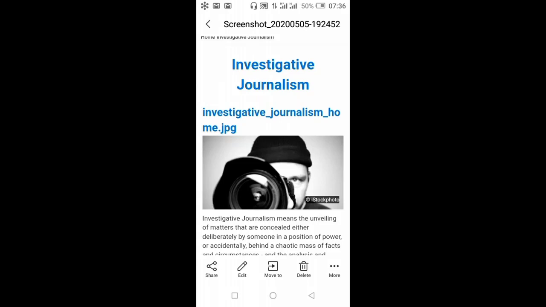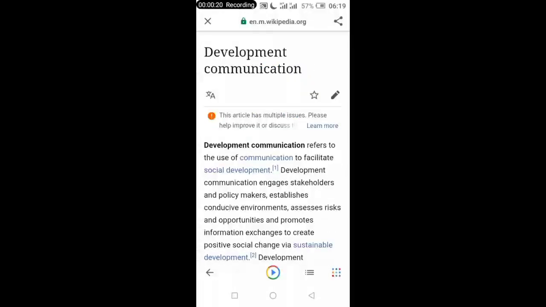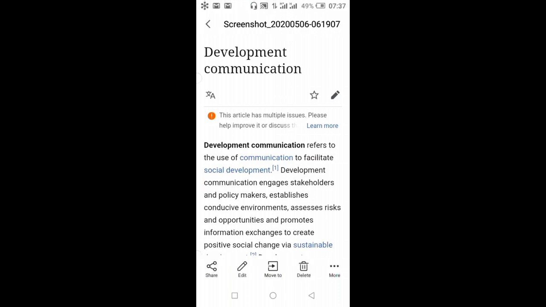Okay, now, let's look at communication for development, developmental communication. Developmental communication began in 1940. Now, when we talk about developmental communication, it refers to the use of communication to facilitate social development. Developmental communication engages stakeholders and policymakers. I'll take that again. Development communication refers to the use of communication to facilitate social development.